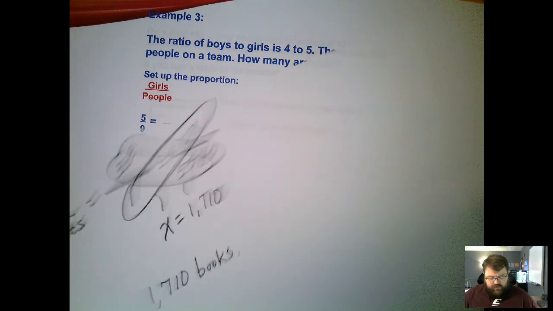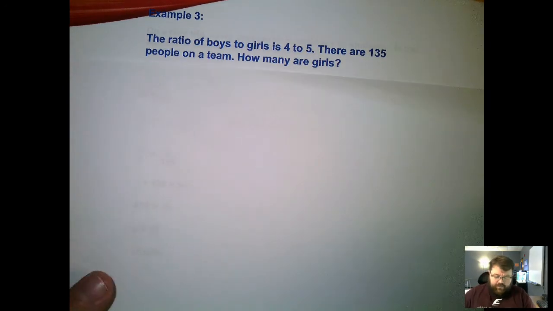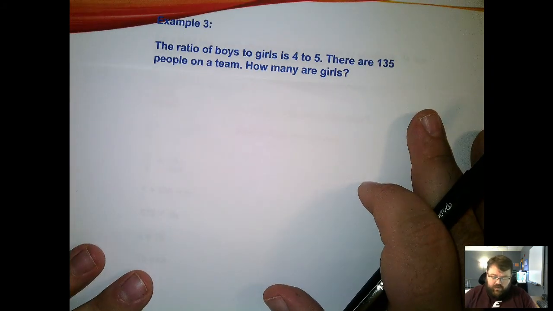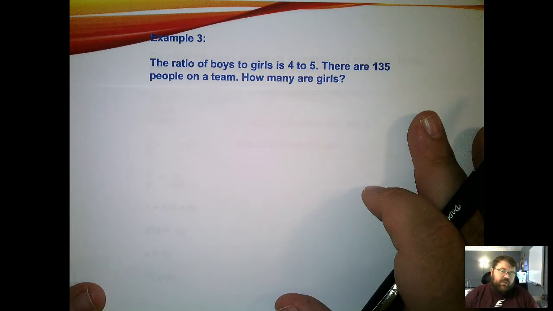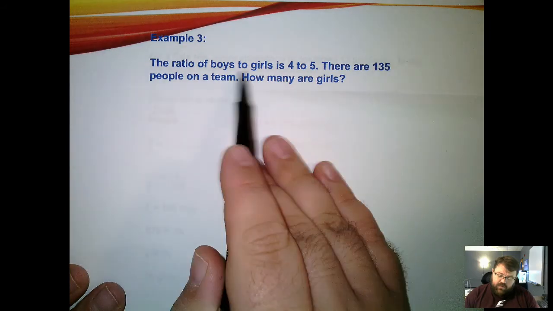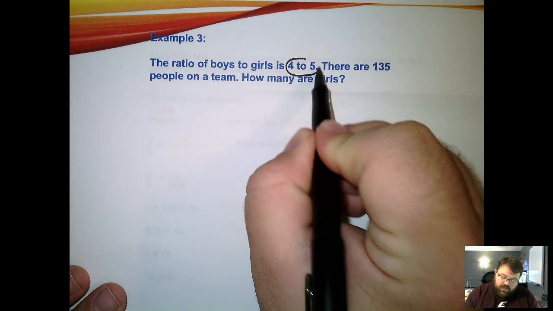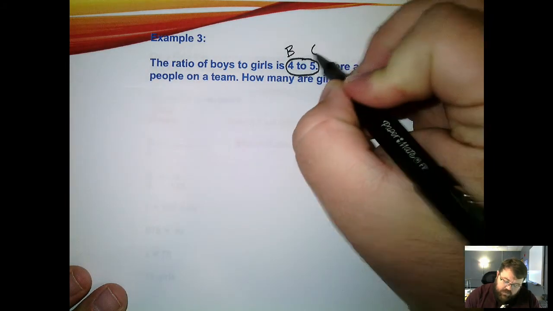Next question. The ratio of boys to girls is 4 to 5. There are 135 people on a team. How many girls are there? So this question is a little bit more difficult than I think you first may realize. It says that a ratio of boys to girls is 4 to 5. So 4 to 5 is your ratio. And this is boys, and this is girls.